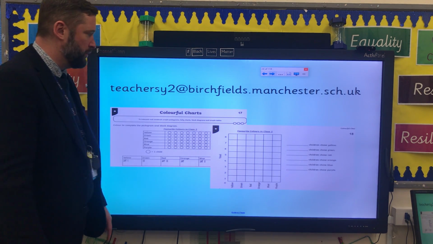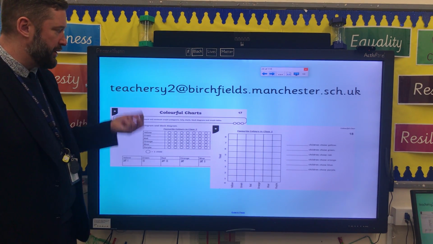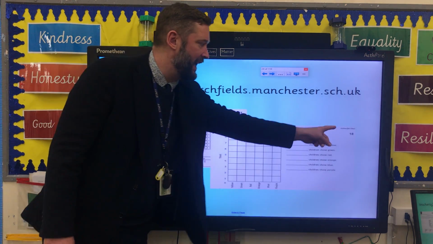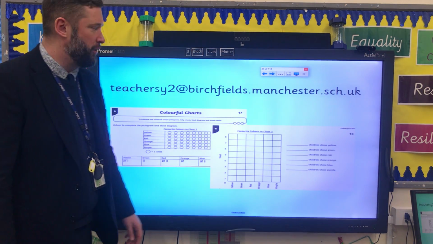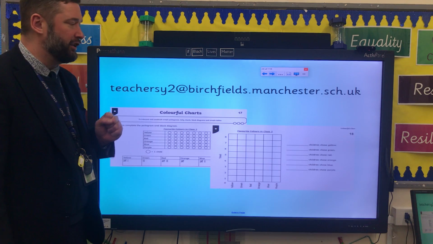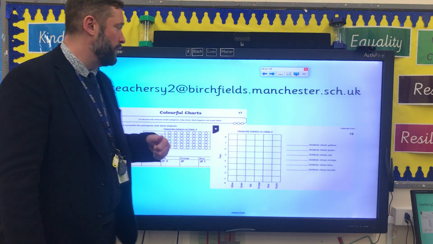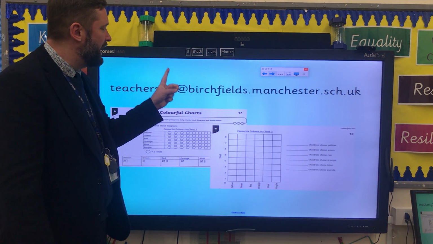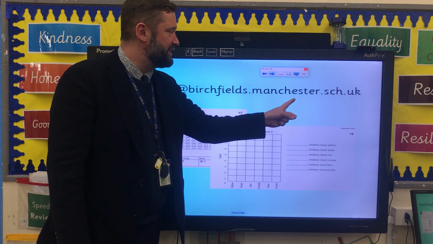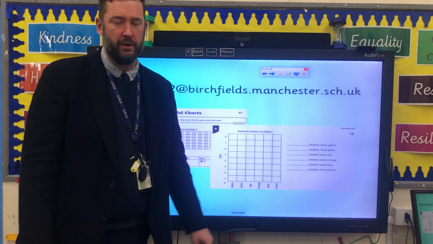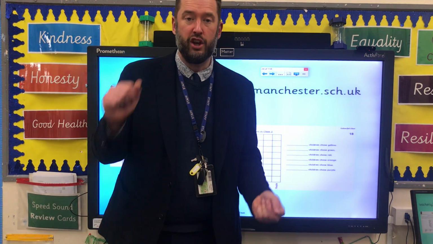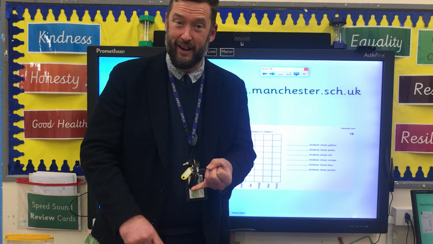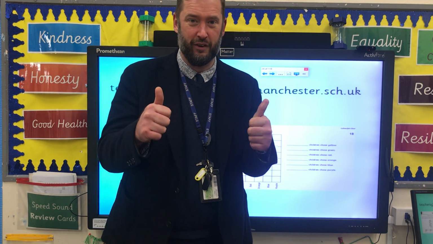Right, so you've got to make sure you complete page 17 and page 18 in your maths booklet and email clear pictures of your work to Teachers Year 2 at birchfields.manchester.sch.uk. Can't wait to see your pictograms and your block diagrams. Good job, everyone.